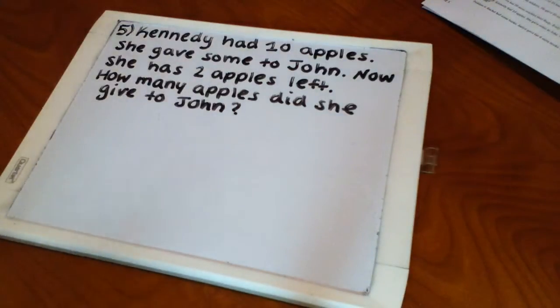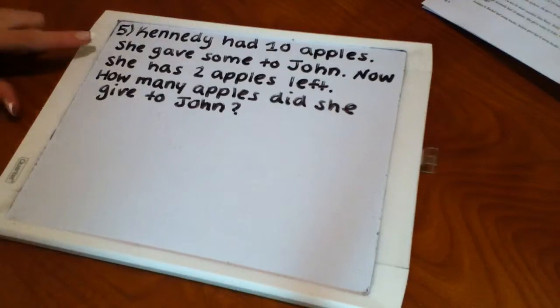In this video, we're going to be talking about different problem structures and how to represent relationships through visual things and also through verbal discussion. So we're going to go over two word problems and go through the different types of structures you can use to solve them. So for this first problem, it says, Kennedy had 10 apples.